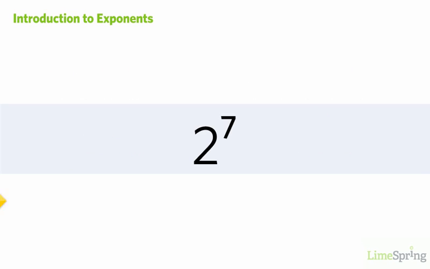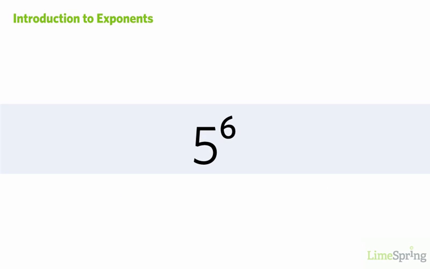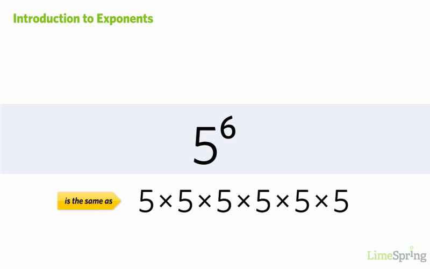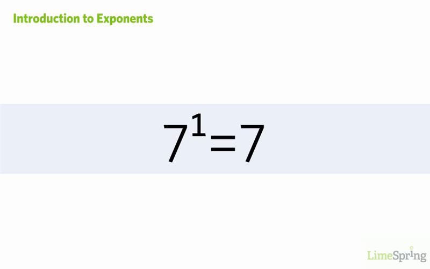2 to the 7th means we have 7 2's that are being multiplied together. 2 is the base number, and 7 is the exponent. 5 to the 6th means that we have 6 5's that are being multiplied together, and in this case, 5 is the base number, and 6 is the exponent. 7 to the 1st means that we have just 1 7, so 7 to the 1st just equals 7.